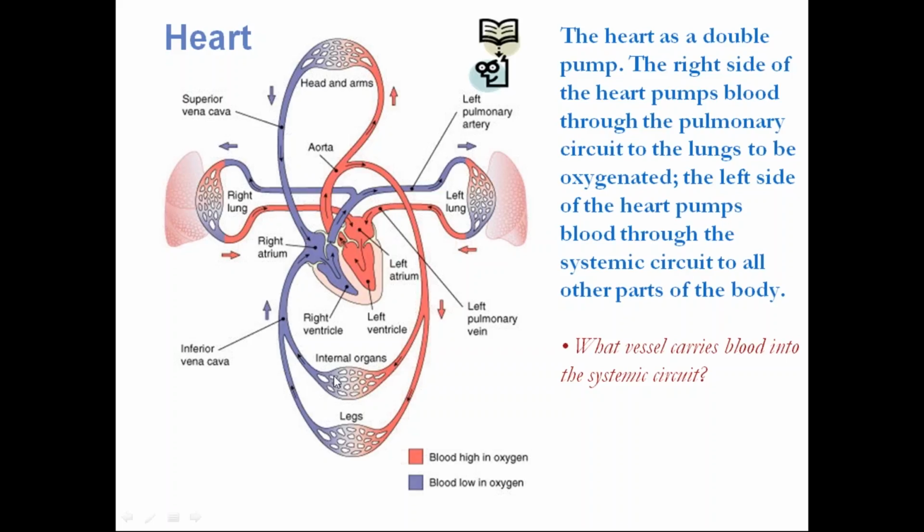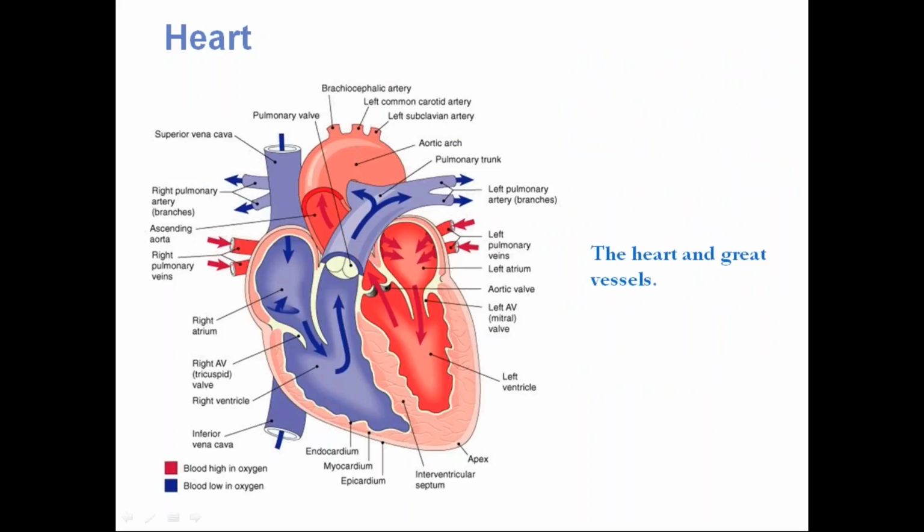This carbon dioxide is going to accumulate, and it gets into the IVC, the inferior vena cava. And where is it going to end? Into the right atrium. So again, let's make it shorter: left ventricle, aorta, body, IVC, and the right atrium. Okay? All right, so let's keep going.